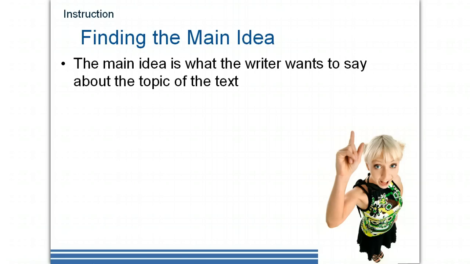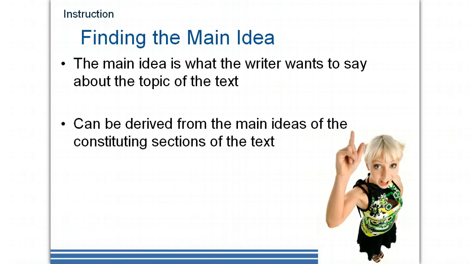The main idea, or thesis statement, is what the writer wants to say about the text. In the case of a long text, which constitutes multiple paragraphs, it can be derived by getting the main ideas of the sections of the text and condensing these into one idea. In analyzing the main idea of "I Have a Dream," let's begin by finding the main idea of each section of the text.